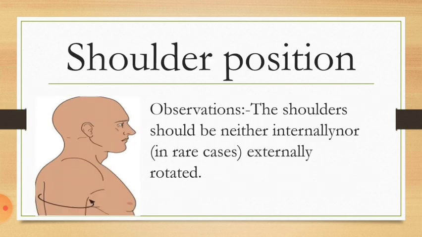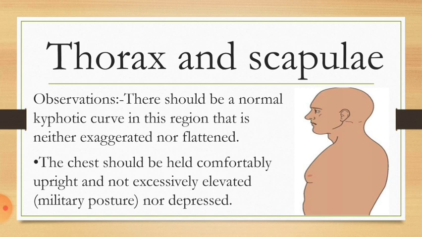Shoulder position. Observation: shoulder should be neither internally rotated or externally rotated. Thorax and scapulae. The line of gravity lies anterior to thorax. There should be normal kyphotic curve in this region that is neither exaggerated nor flattened. The chest should be held comfortably upright and not excessively elevated as in military posture nor depressed.